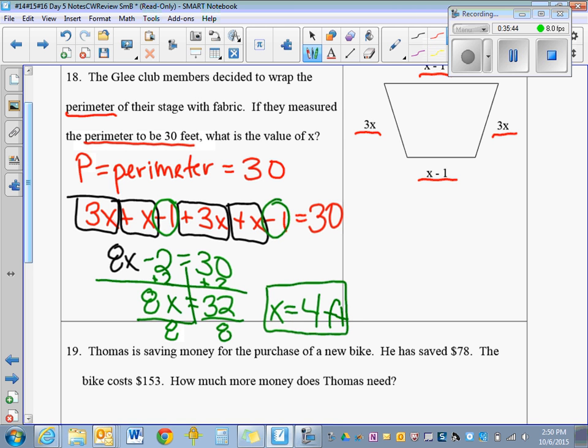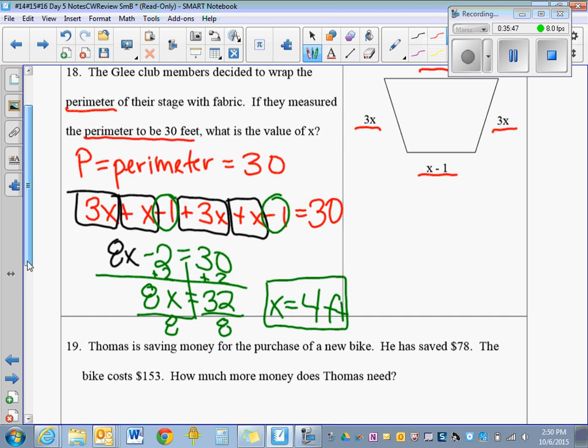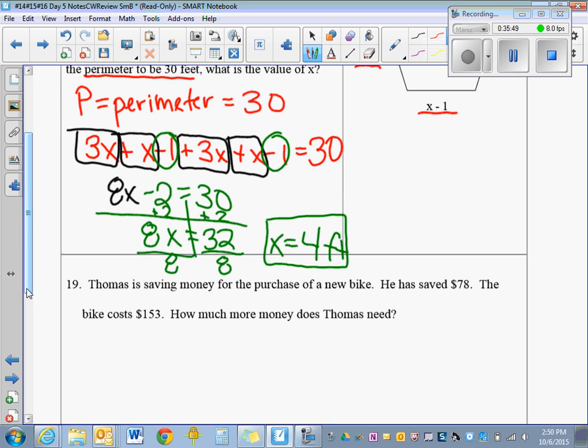Sometimes they might ask you what are the sides, and in that case you have to actually go back and find the sides. So here they just asked for x. But do make sure you read carefully what it's asking for, because if you don't write the sides and it asks you for the sides, you're not going to get full credit even if you did the work correctly. Please read it carefully.